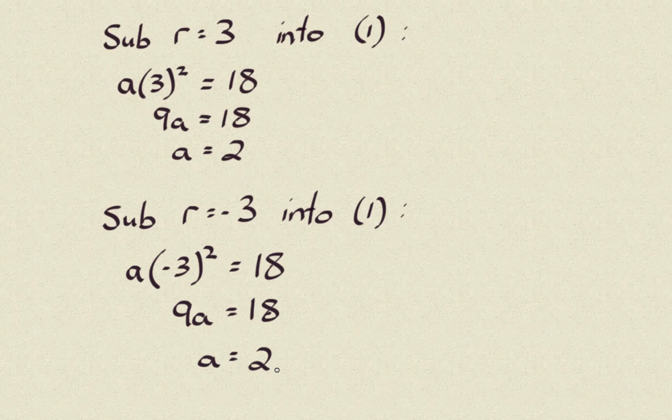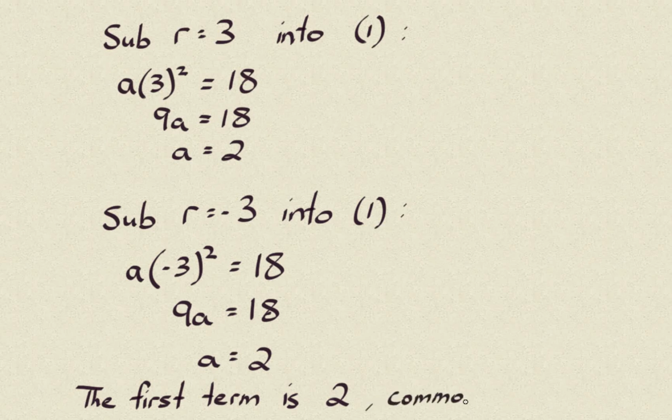So whether or not we use r equals 3 or negative 3, the first term is the same, so that's a good thing. The first term is 2. And the common ratio could be either 3 or negative 3. And we're done for our second example. On to example 3.